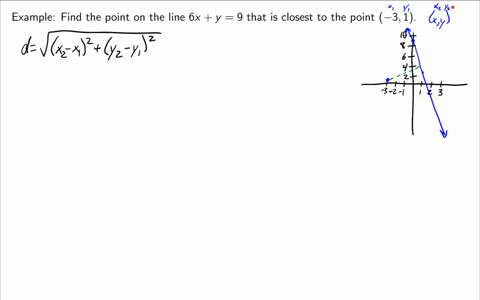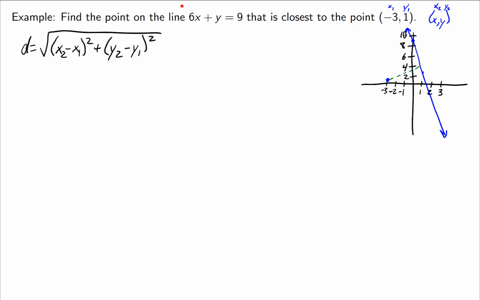I'm going to let the -3, 1 be my x1, y1, and some arbitrary point x, y be my x2, y2. And when I do that, the x and y will satisfy the relationship of the line that we have drawn here. So that equation is actually our constraint.